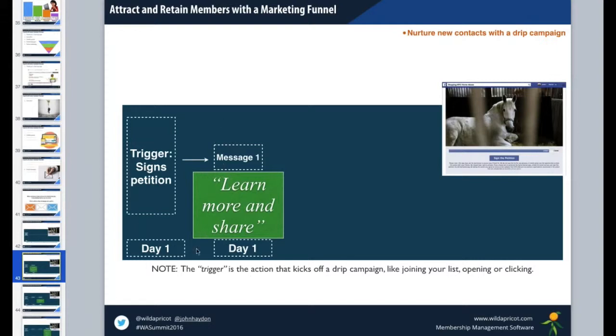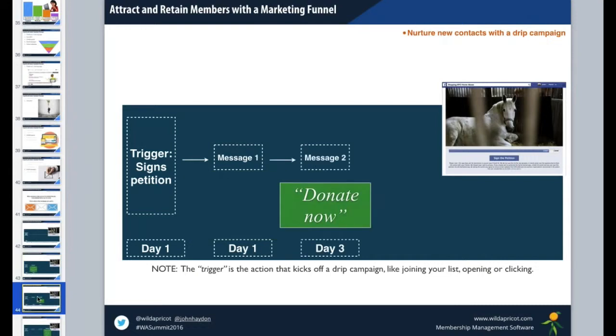And when you're designing your drip campaign, by the way, the series of messages, you always have to think, what's the action that people are most likely to take? So if they sign the petition, probably the next action, you could ask them to make a donation, but you might be a little bit more successful in asking them to share the campaign with their friends, right? So now they have a little bit more invested. A couple of days after that, you can present some sort of offer, and we're just saying donate now. You can put an end to the horse abuse.